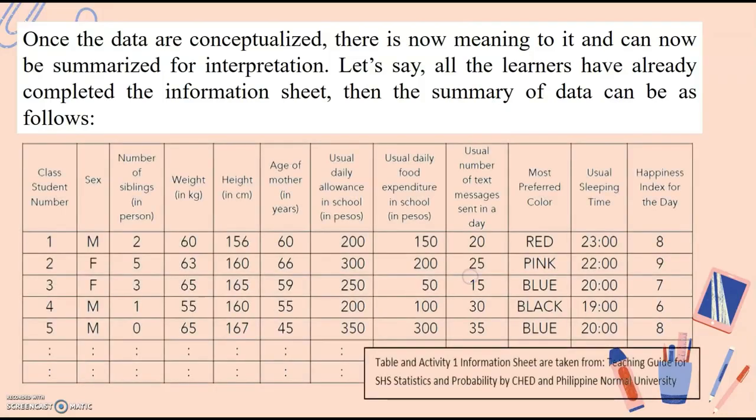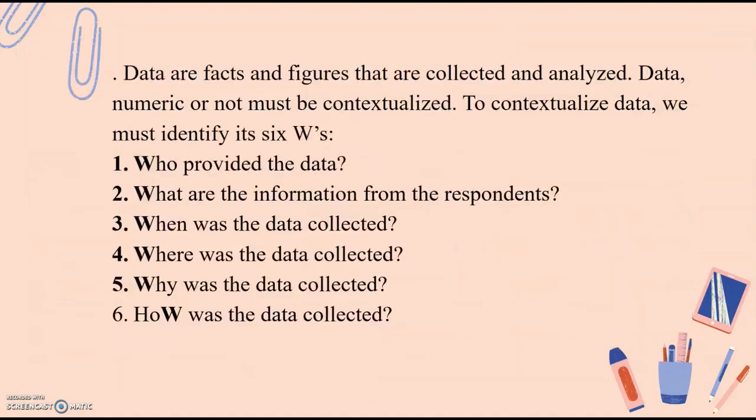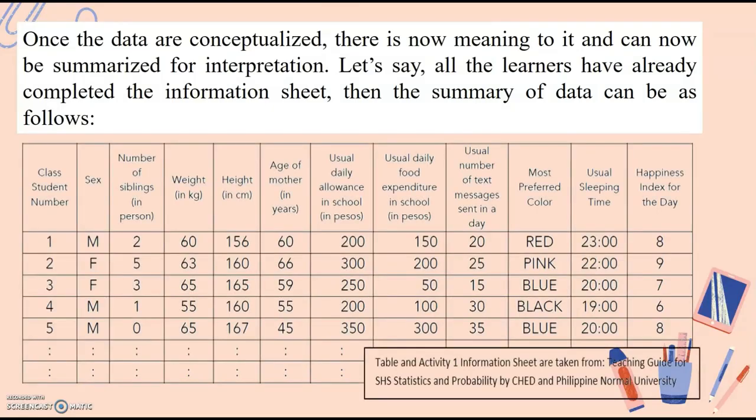Let's say all the learners have already completed the information sheet, then the summary of data can be as follows. So we have here the class number, 1, 2, 3, 4, 5. Okay, the sex may be male, female, female, male, and male. Number of siblings, the weight in kilograms, the height in centimeters, the age of mother in years, the usual daily allowance in school, usual daily food expenditure in school, usual number of text messages sent in a day, most preferred color, usual sleeping time, and the happiness index for the day. Alright.